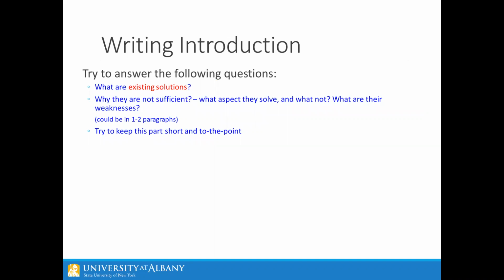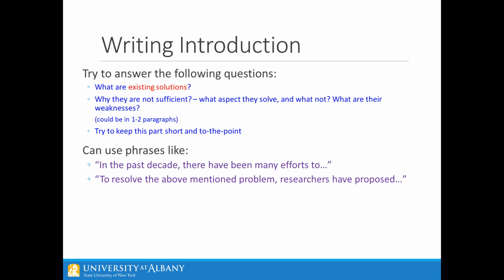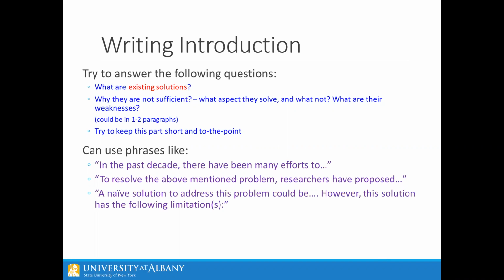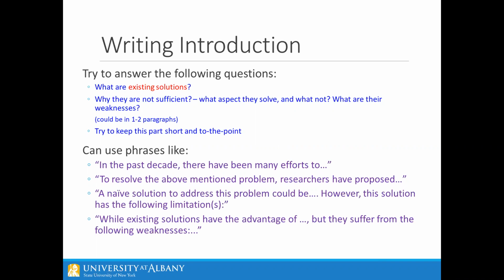So what are the existing solutions? For existing solutions, you can use a phrase like this: in the past decade there have been many efforts to solve this problem, and so on. Or, to resolve the above mentioned problem, researchers have proposed these methods, or a naive solution to address this problem could be this. However, this solution has the following limitations. So these kinds of phrases can be used.